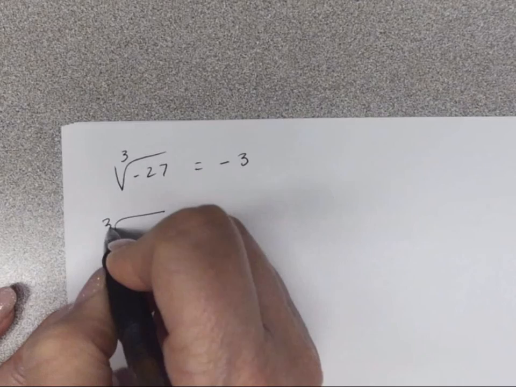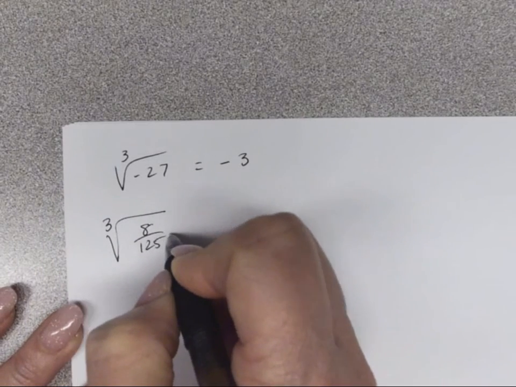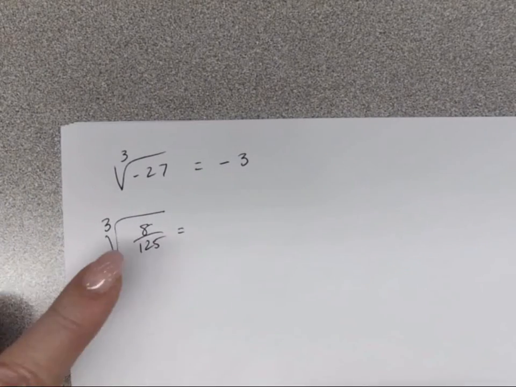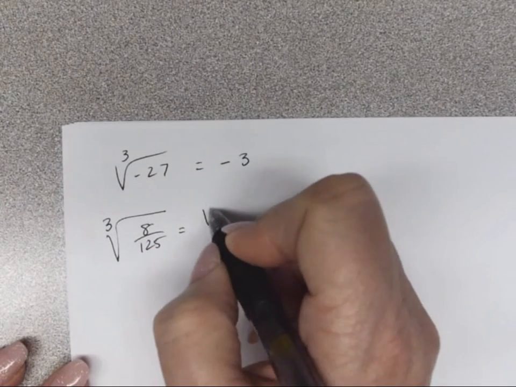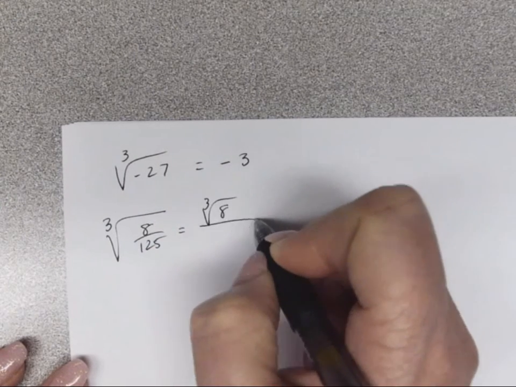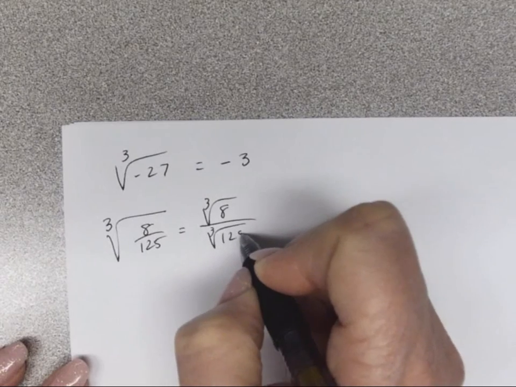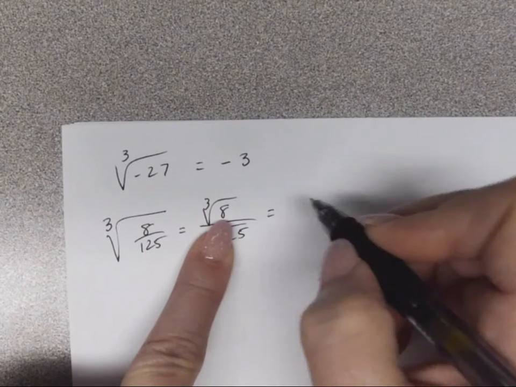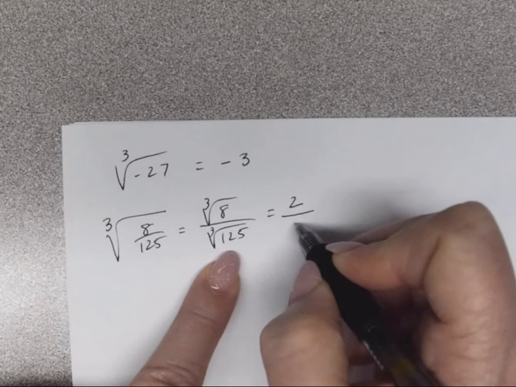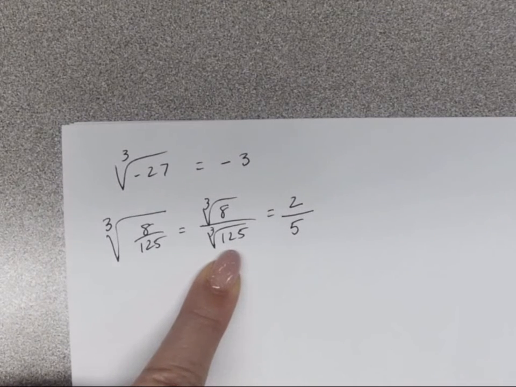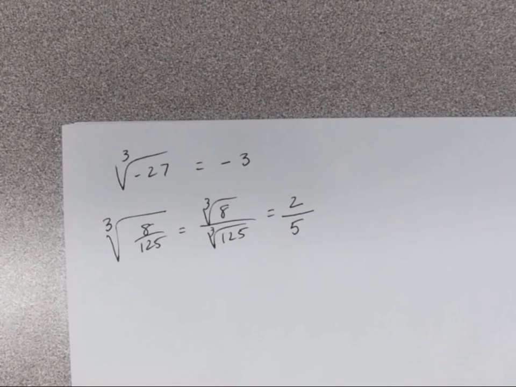And then if we want to do the cube root of 8 over 125, again, you can break that up. You could just go, well, it's going to be this. Or you can break it up to the cube root of 8 over the cube root of 125. The cube root of 8 is going to be 2, and the cube root of 125 would be 5. 5 times 5 is 25, times 5 will get you 125.